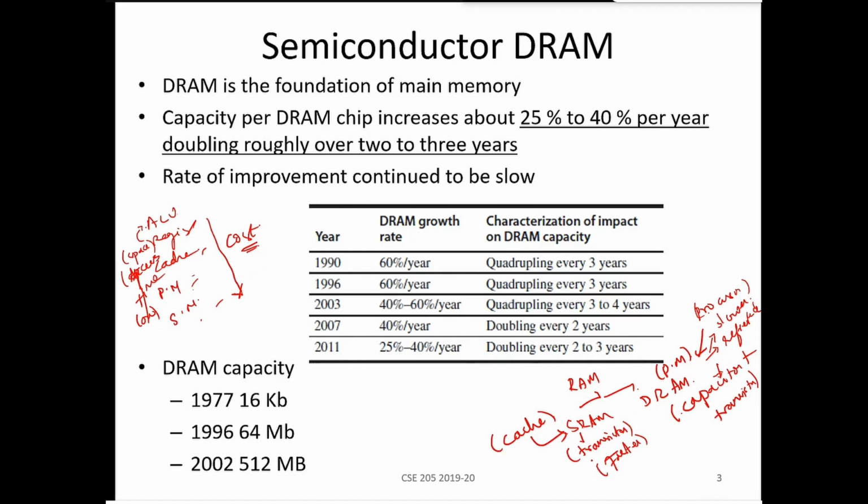Even with the DRAM chip, capacity increases about 25 to 40% per year, so it doubles roughly over 2 to 3 years. As we just discussed with respect to transistors, DRAM is a similar case, though it is not the same as the number of transistors involved. Here also the growth rate is somewhat more, so computer ISA people have to consider this also.